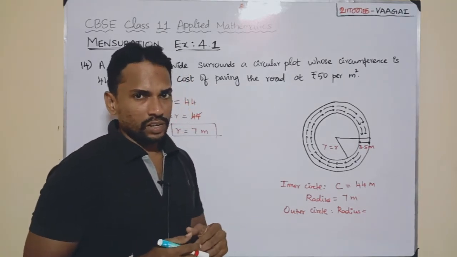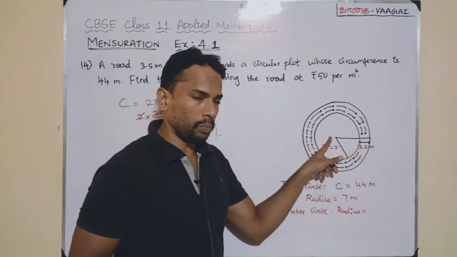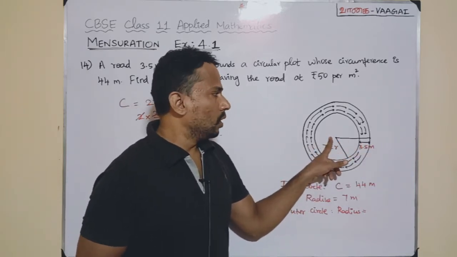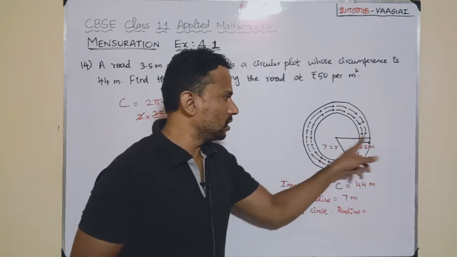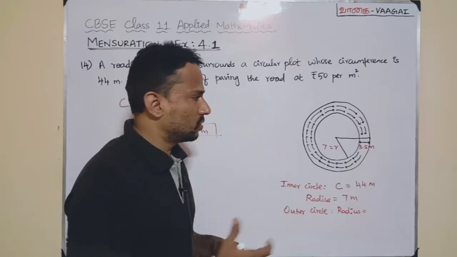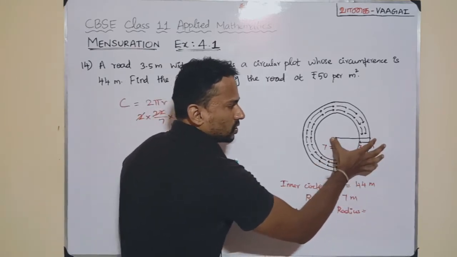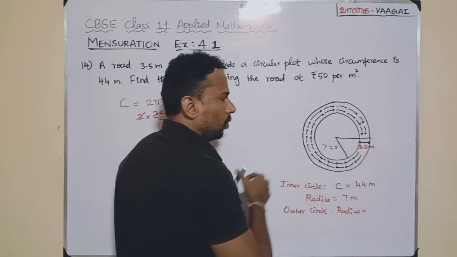So how can you find it? Very simple. The outer circle radius is again from the same center point. You need to find the distance to the outer circle's extension. This distance will be the radius of the outer circle. Now what will be that distance? Very simple. Out of this full distance, this part will come inside the inner circle itself. So this will be a 7.